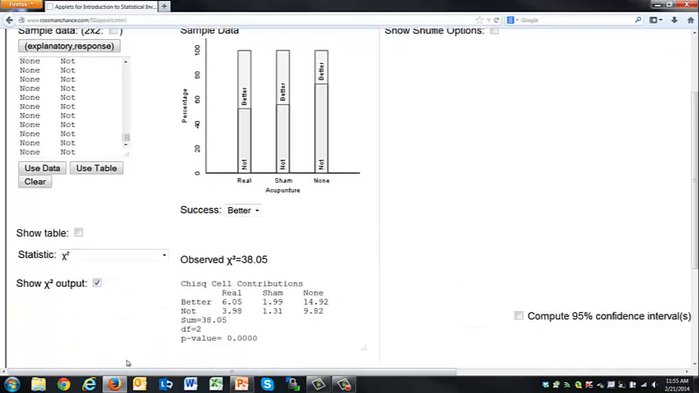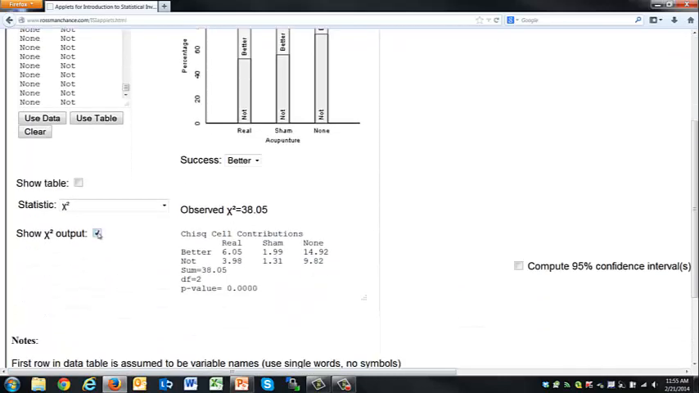If I scroll down and click the Show Chi-squared Output button, I receive a chi-squared table which includes a p-value that's in this case very small, 0.0000. This is very strong evidence that there is an association between the type of treatment you received and the proportion of individuals who showed improvement.